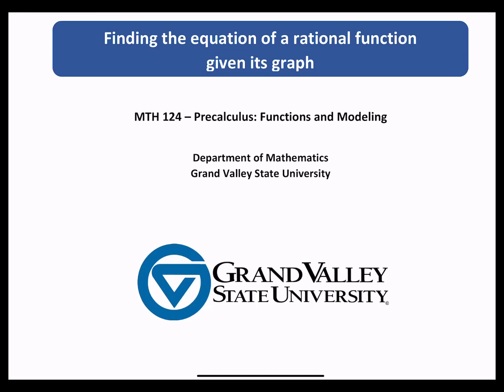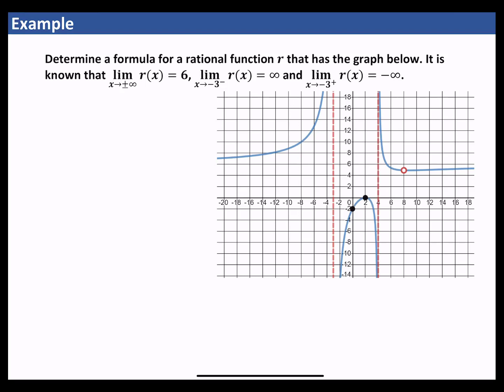Hello, in this video we will apply everything we've learned about rational functions to find the equation of a rational function given its graph. So we're going to determine a formula for a rational function r that has the graph below, and it's known that the limit of r of x as x increases or decreases without bound equals 6. So keep in mind that's actually telling us the long-range behavior of the polynomial. So it's telling us that there is a horizontal asymptote at y equals 6.